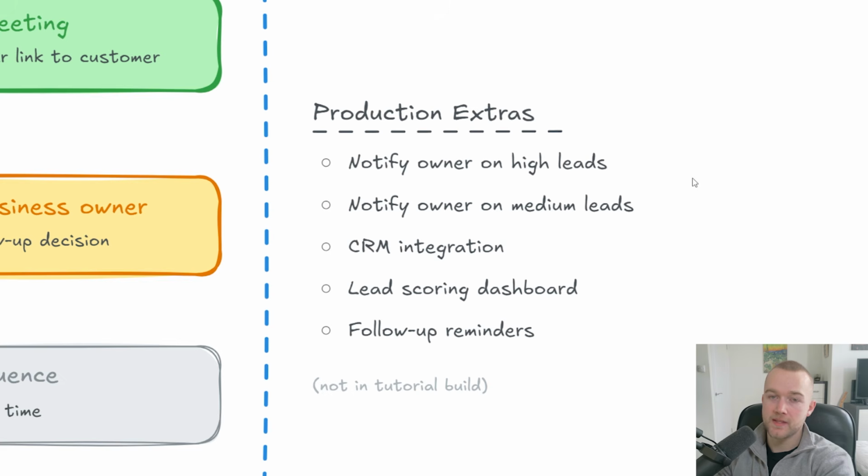You would also have a proper system to determine when we need to book them in for an appointment. You would integrate into their CRM. You could have a lead scoring dashboard if they don't have a CRM, but most CRMs have lead scoring within them. And you would set up real follow-up reminders. Say, for example, for low priority leads, you might put them on an email drip sequence for the next year just to keep them engaged.